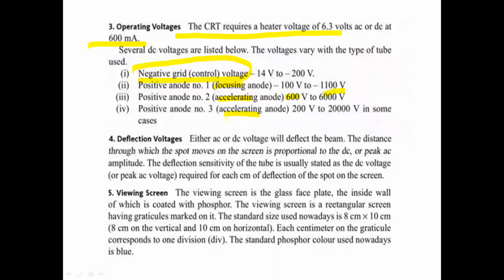Next, positive anode 3. So it is an accelerating anode. It is more positive when compared to the pre-accelerating anode. So it is 200 volts to 20,000 volts. Okay. Next, deflection voltages. Those are the voltages applied to the horizontal and vertical deflection plates. So they can be either AC or DC voltages which deflect the beam. The distance through which the spot moves on the screen is proportional to the DC or peak AC amplitude. The deflection sensitivity of the tube is usually stated as the DC voltage required for each centimeter of deflection of the spot on the screen.